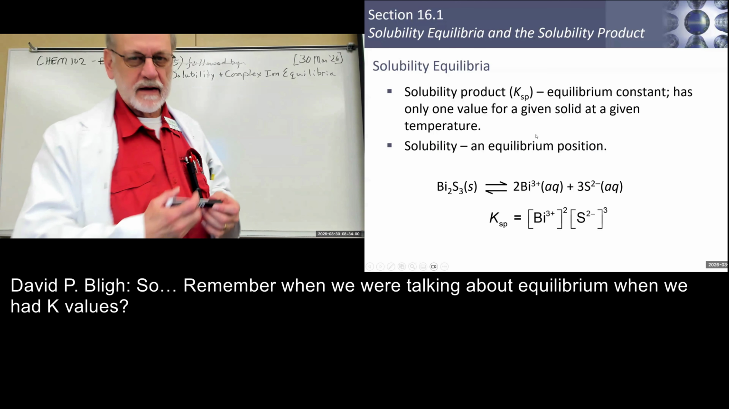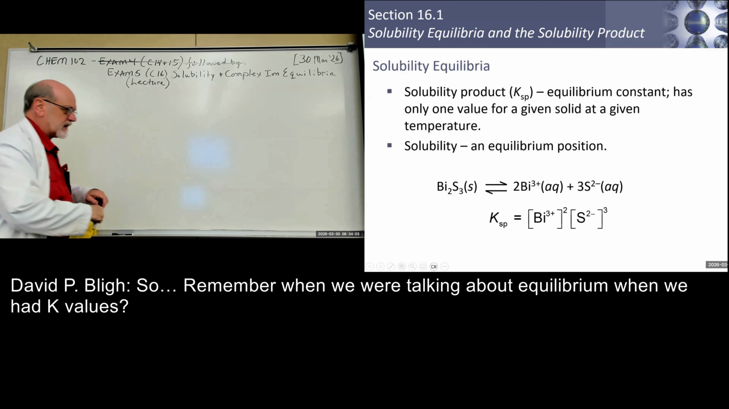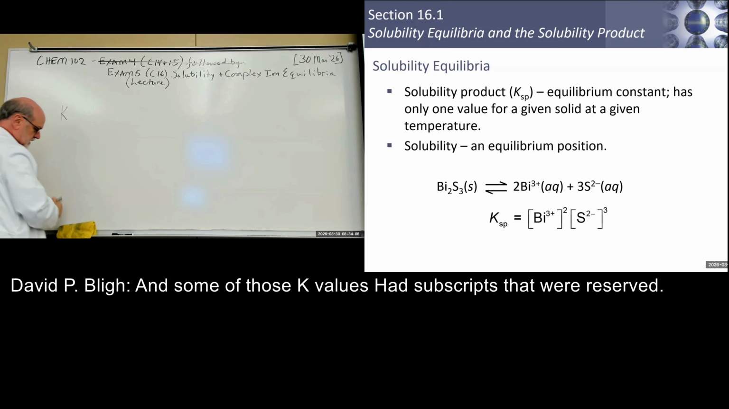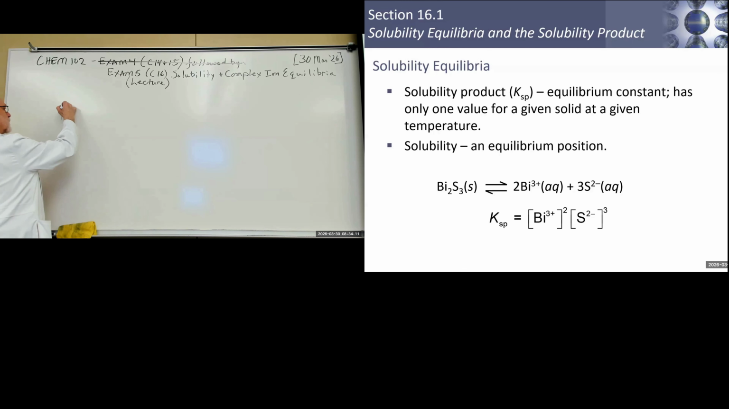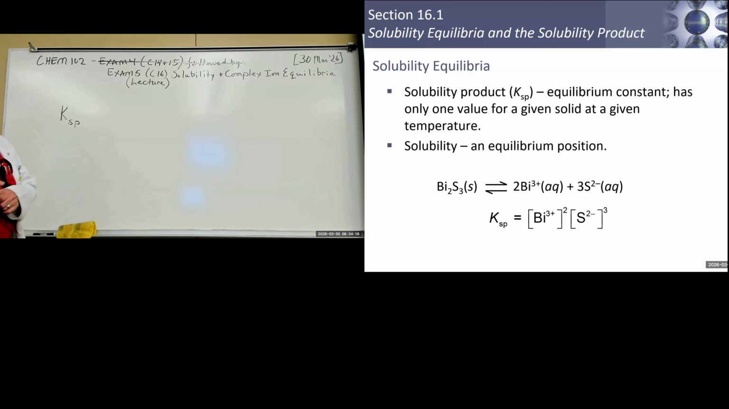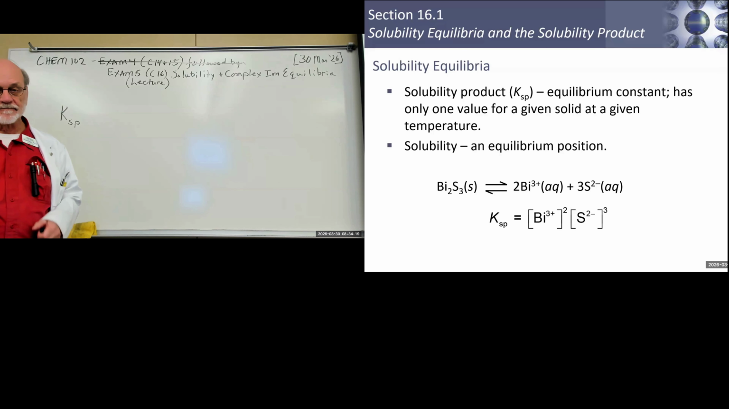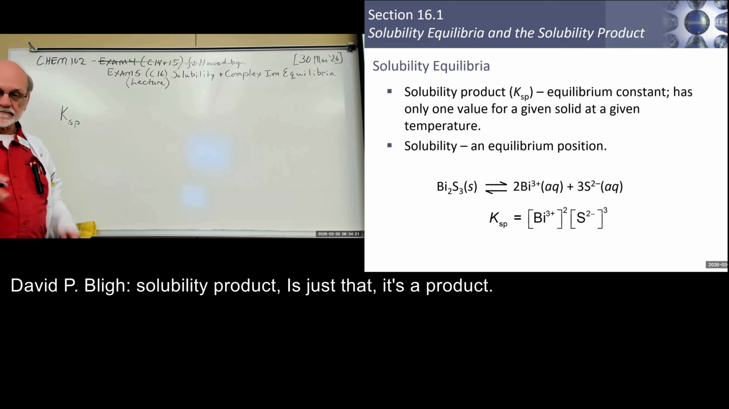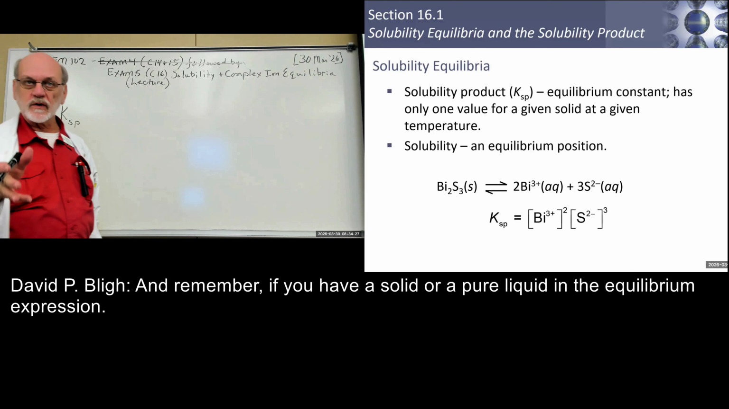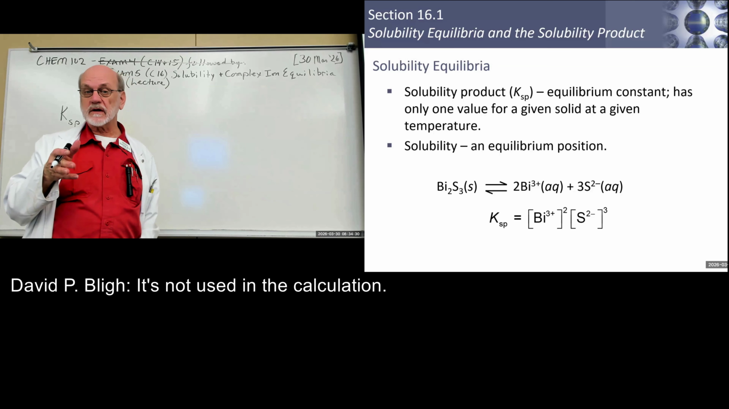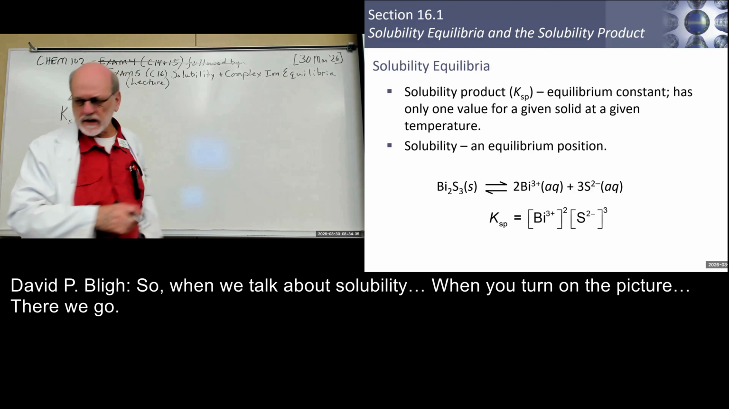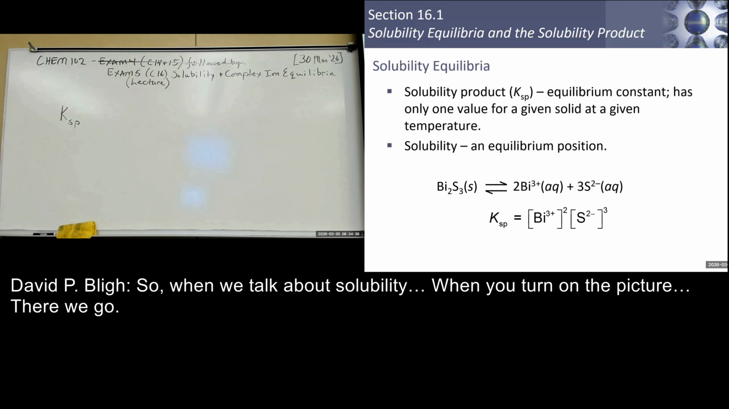All right. So remember when we were talking about equilibrium when we had K values, and some of those K values had subscripts that were reserved. One of those was SP. That stands for solubility product. Solubility product is just that, it's a product. And remember, if you have a solid or a pure liquid in the equilibrium expression, it's not used in the calculation.